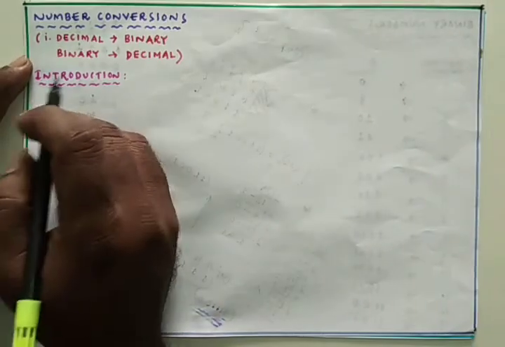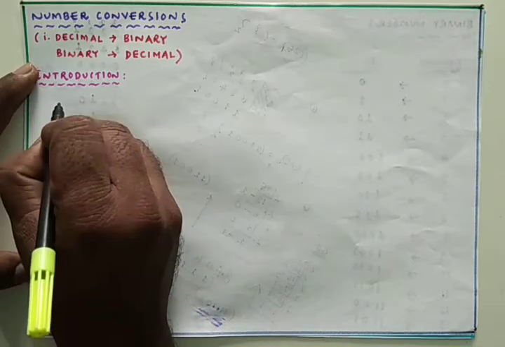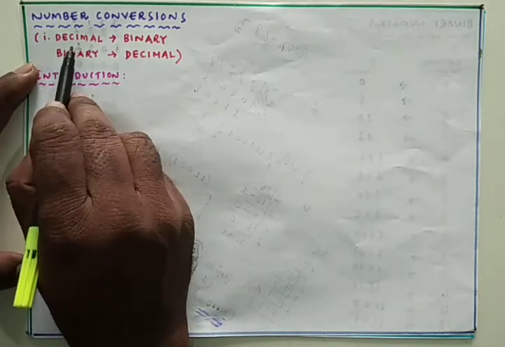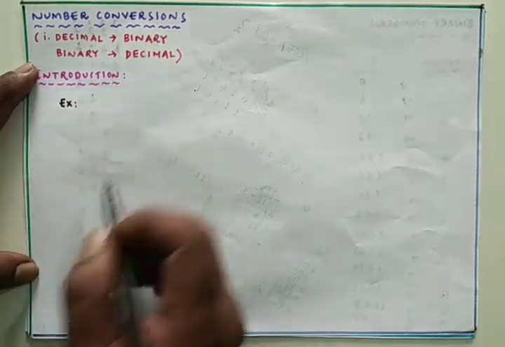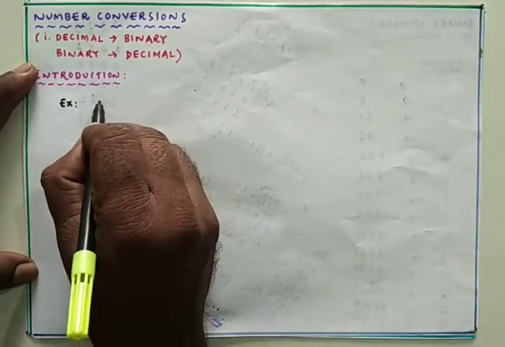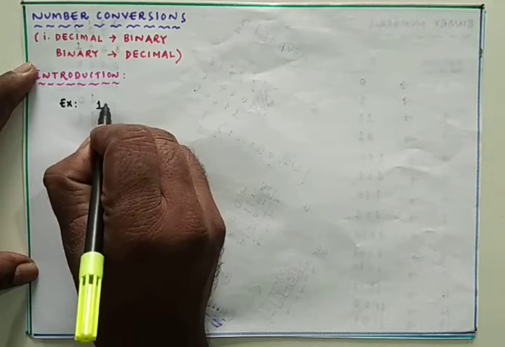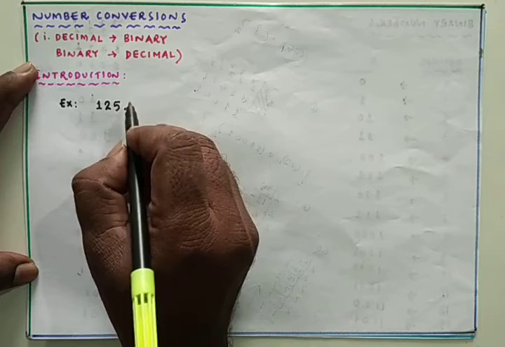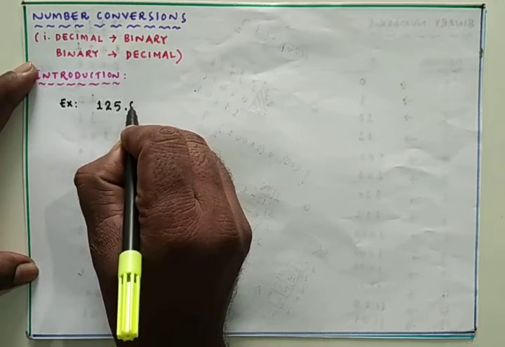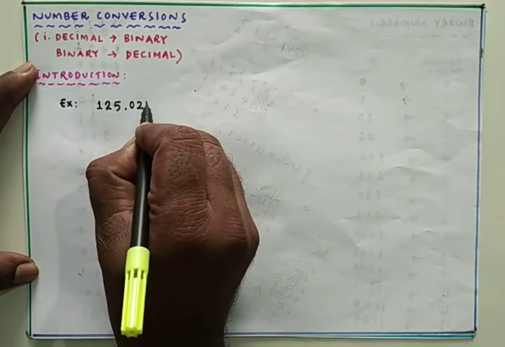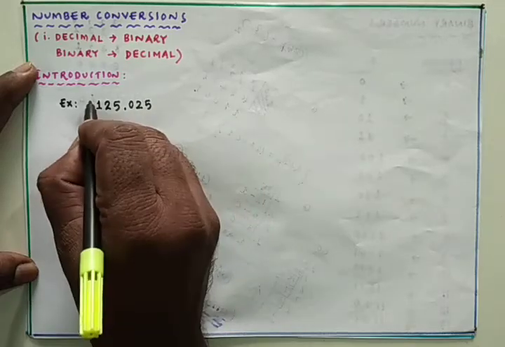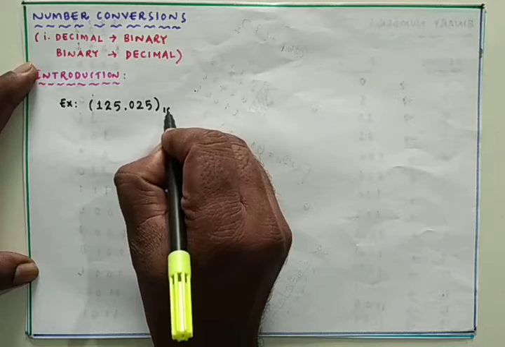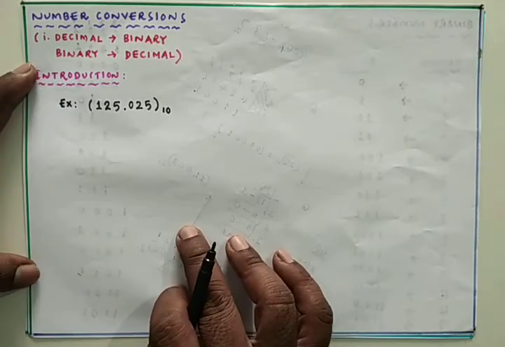So first I am going with one particular example. Here the first one we are going to study is decimal to binary. I am going with the decimal number 125.025. It is the decimal number system, because it is mentioned with the base of 10.